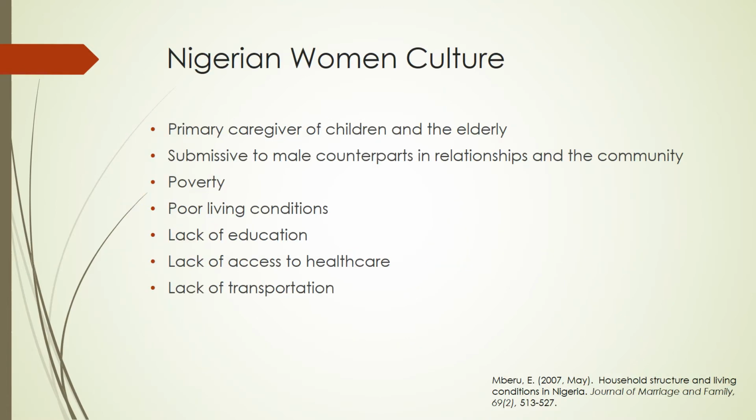Nigerian women culture. They are usually the primary caregivers for children and the elderly. Like many cultures, women are placed with the responsibility of being the primary caregiver of children and the elderly. This creates a level of emotional, physical, and financial stress placed on the female. They are submissive to their male counterparts in relationships and in the community. Often the culture views the male figure as the leader of the family and community, and the females must tend to the males in their lives. The women are often second to the male in the household and in the community.